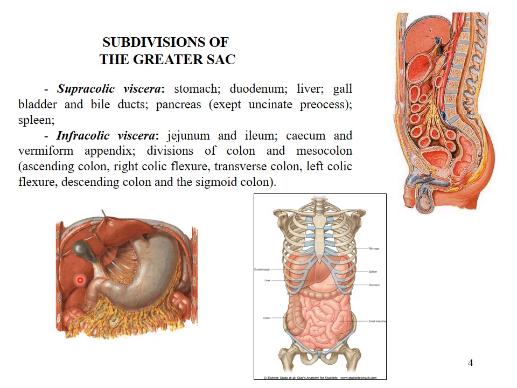then the liver, gallbladder, and bile ducts, then the pancreas, except the uncinate process. The uncinate process is located in the infracolic compartment. And the spleen.